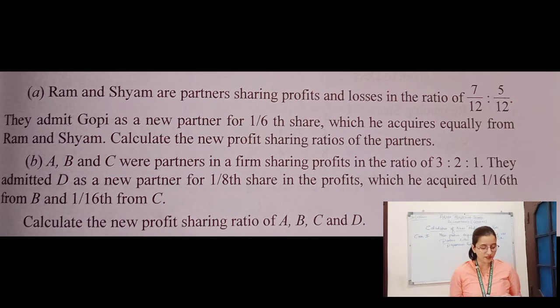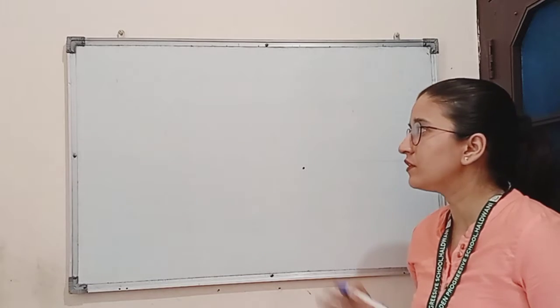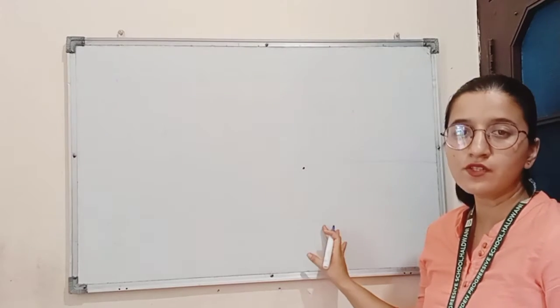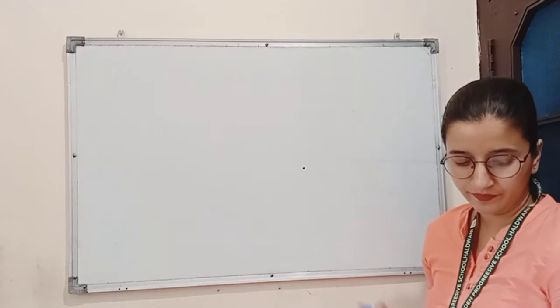Second part of the question is, A, B and C were partners in a firm sharing profits in the ratio 3:2:1. They admitted D as a new partner for 1/8 share in the profit, which he acquired 1/16 from B and 1/16 from C. Now we have to calculate the new profit sharing ratio of A, B and C in both the cases. So coming to the solution part, we will be solving the first part of the question where Ram and Shyam were partners.